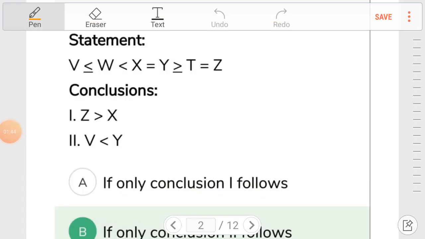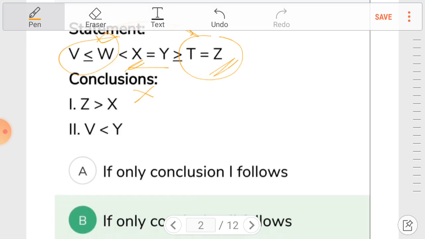In the next statement, V less than equal to W less than X equal to Y greater than equal to T equal to Z. So these are the greater terms and no relation between these terms is given. So the conclusion is Z greater than X. Z and X are related. We know that Z is less than X. So conclusion 1 doesn't follow.